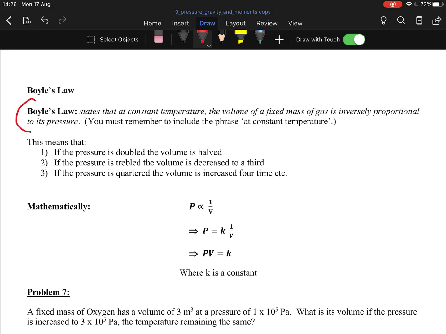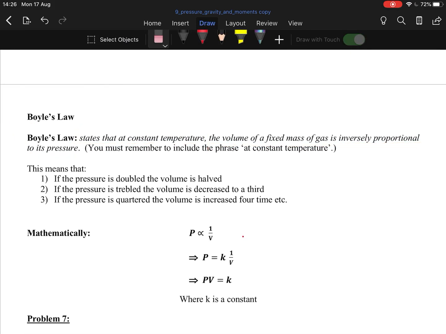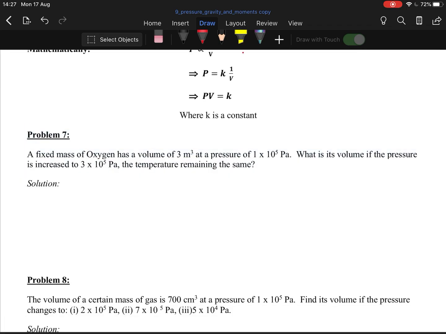So Boyle's law states that at a constant temperature, and I even noted it here, the volume of a fixed mass of gas is inversely proportional to the pressure. So you have to state at a constant temperature. I've seen it given as P is proportional to 1 over V at a constant temperature, where P is pressure and V is volume. You can get away with that as well, but I prefer if you just wrote out the definition, simply because if you write out the definition, you won't forget to state at a constant temperature. They will take marks off you, because if the temperature isn't constant, then Boyle's law experiment doesn't work. Temperature has to be constant.